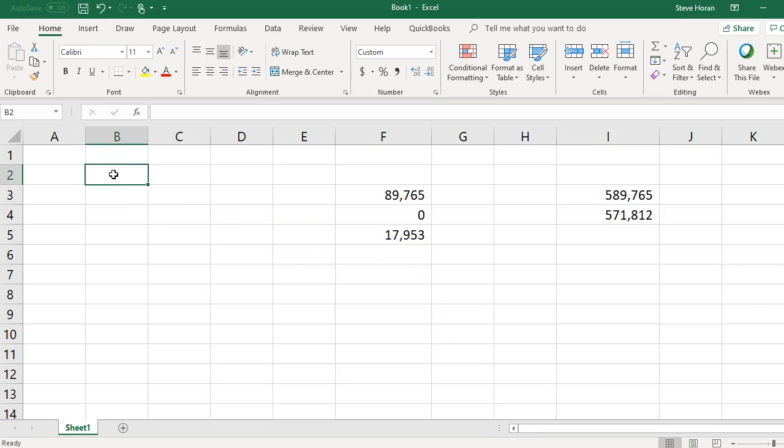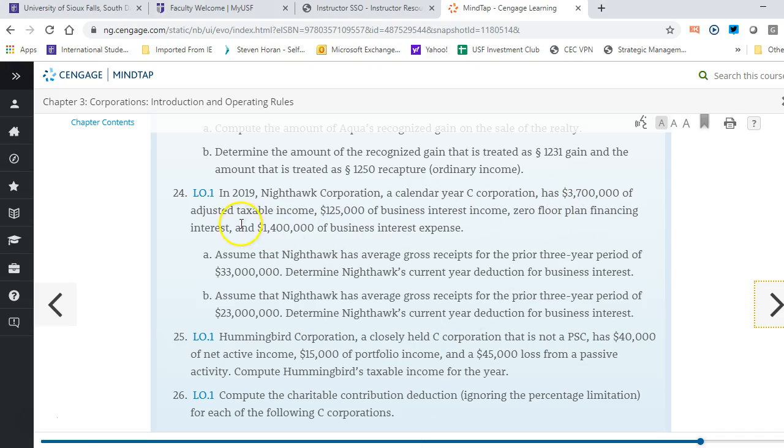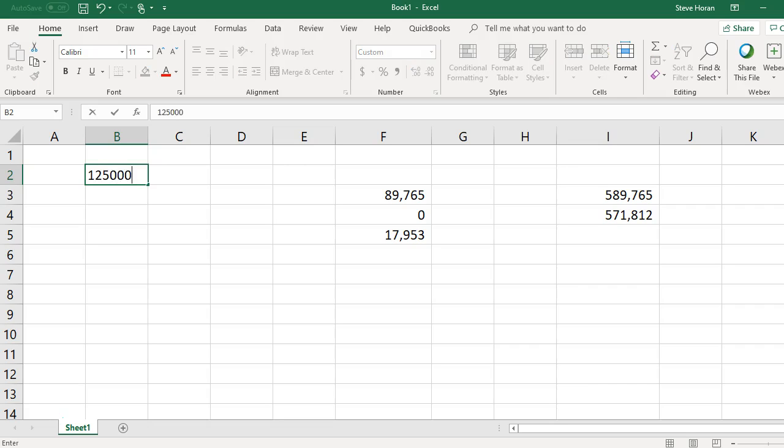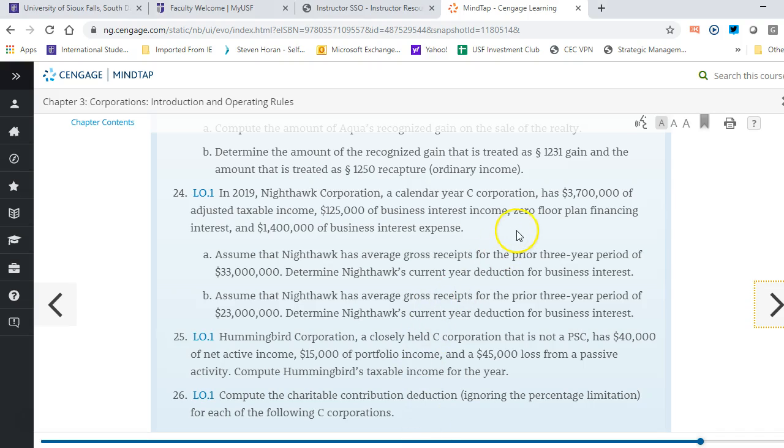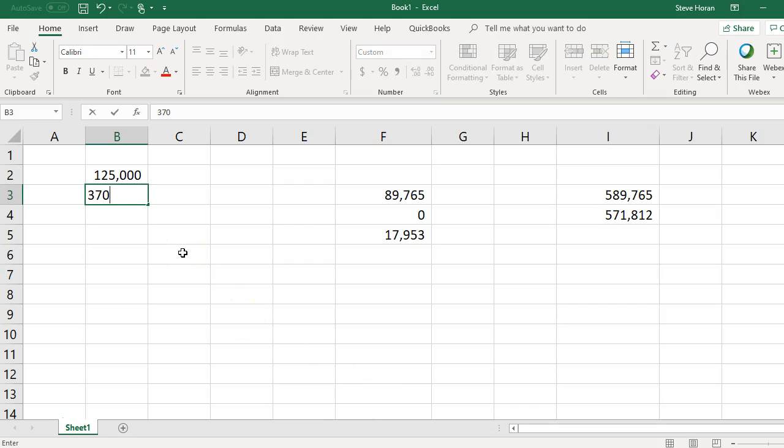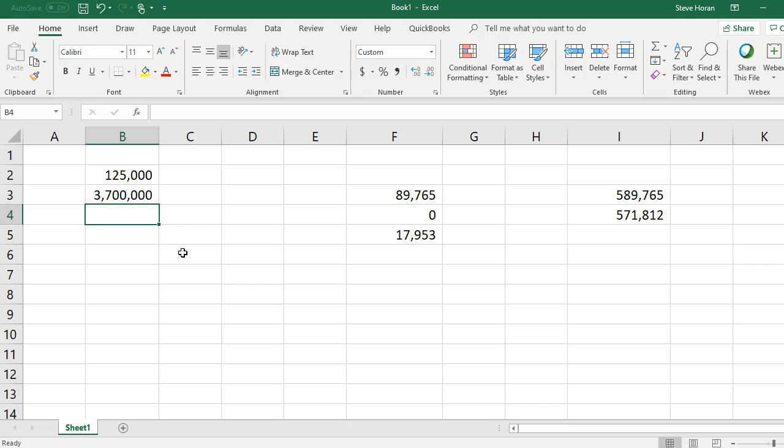And what we do is we take the 125 of business interest income. So kind of just going back to the question here, right here, the 125. We take that number, and then from there we add 30% of adjusted taxable income. And we'll go back to the question. So adjusted taxable income is the $3,700,000. So take 3,700, and I'm going to take 30% of that. Okay, I'm gonna get $1,110,000.